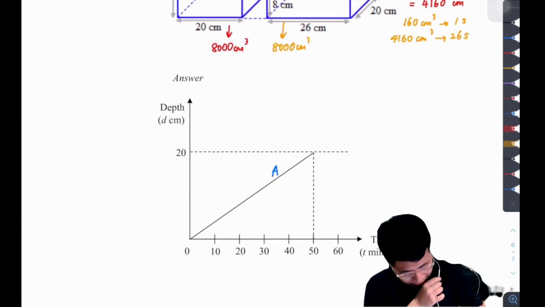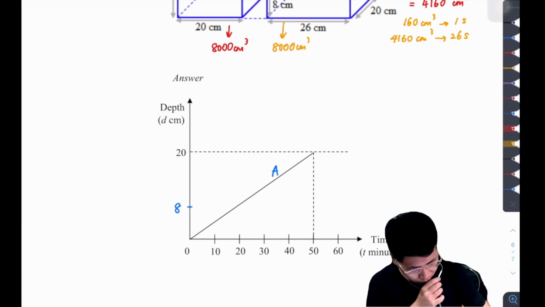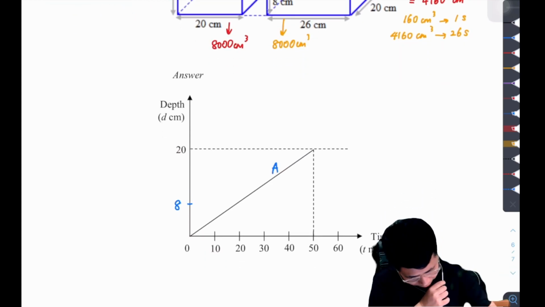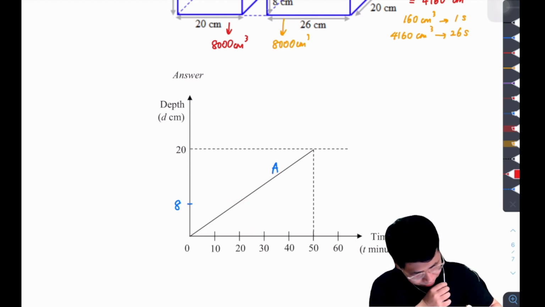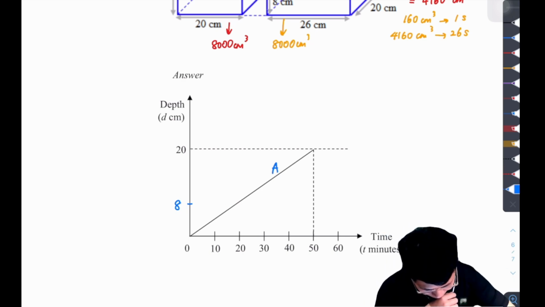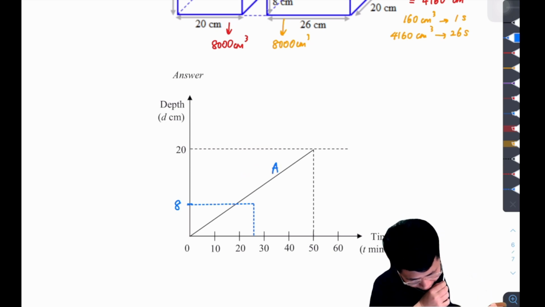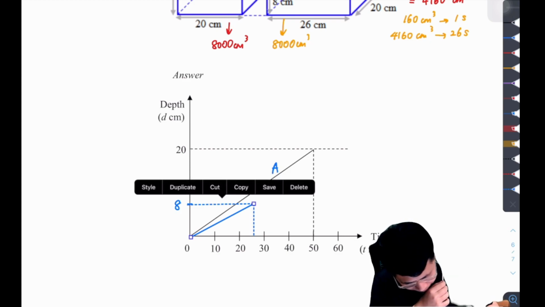So let us find the 8 cm in our graph. So roughly sketching, it will be somewhere over here, right? 8 cm. Okay, and over here 8 cm, the bottom part is going to take us 26 seconds. So 8 cm would actually fall at 26 seconds somewhere over there. Alright, so let me try to find the 26 seconds and move up. Okay, and try to get the line over here. Then I can draw a straight line from the origin to this part, like that.